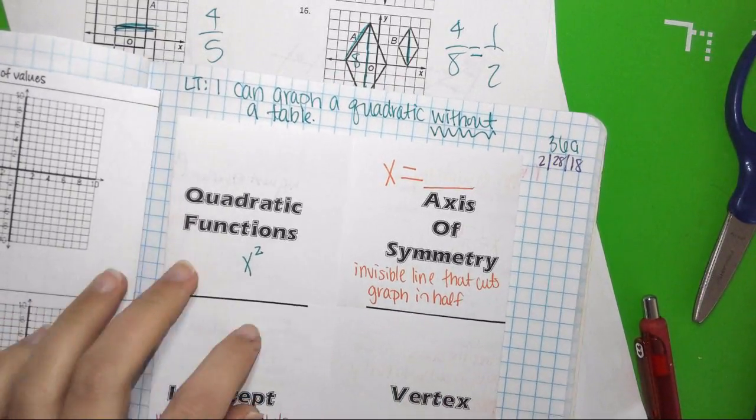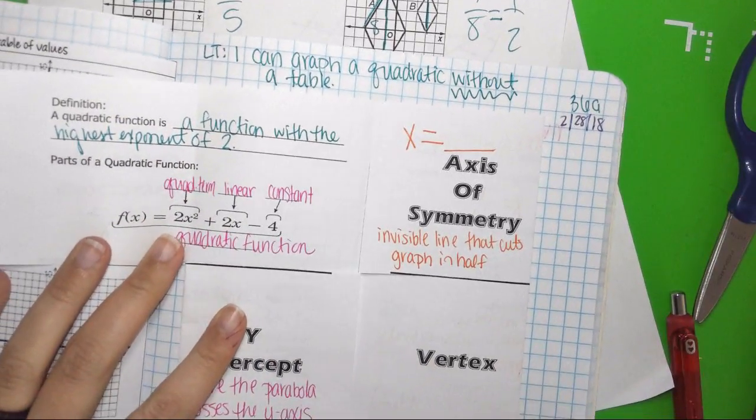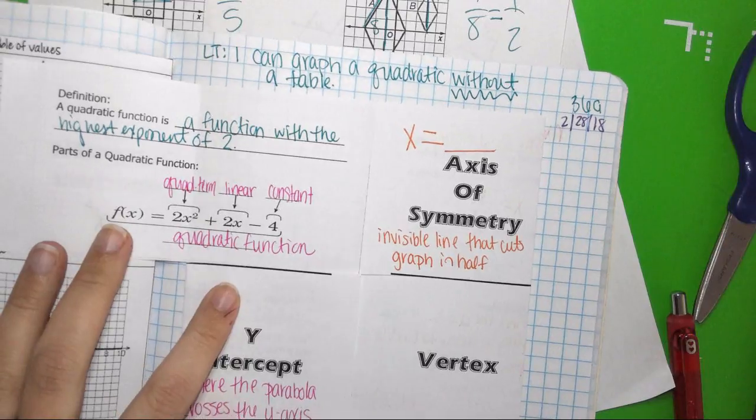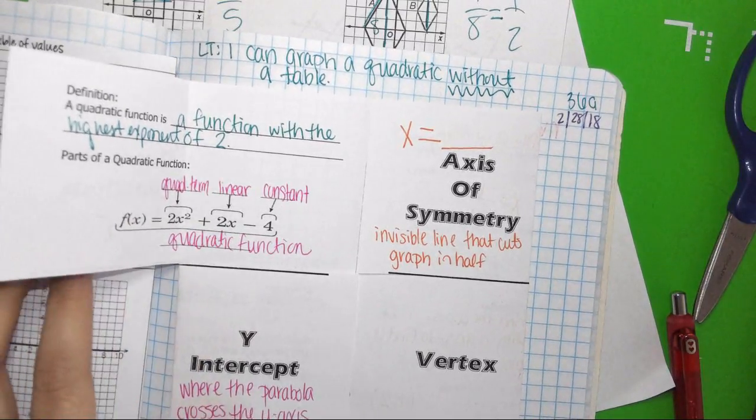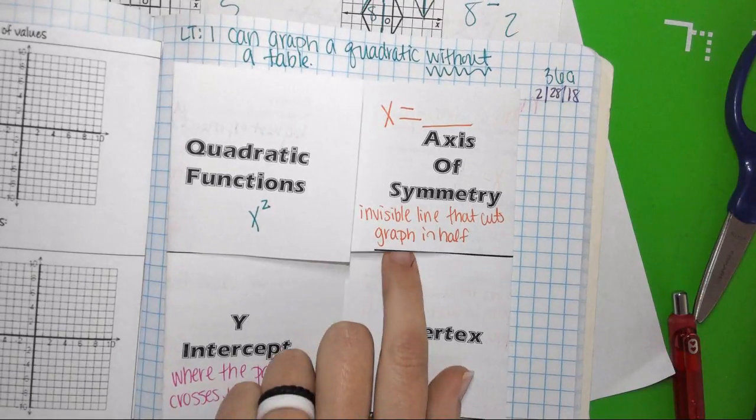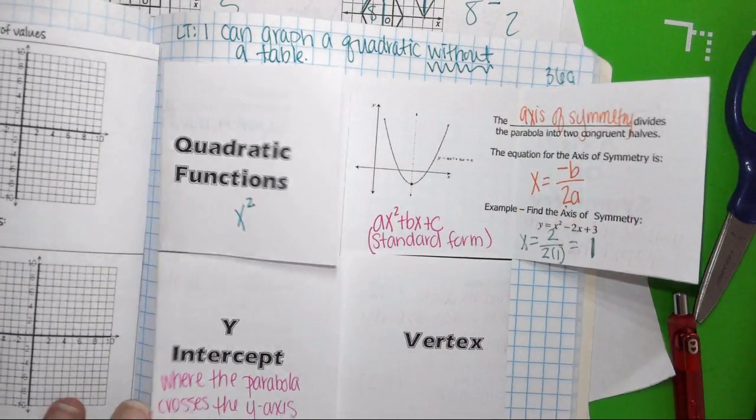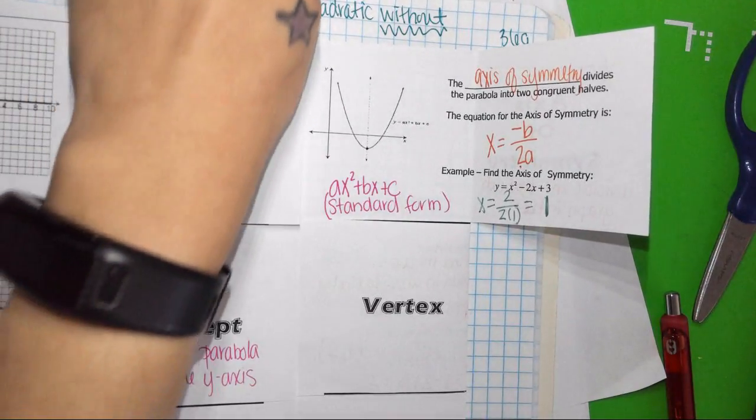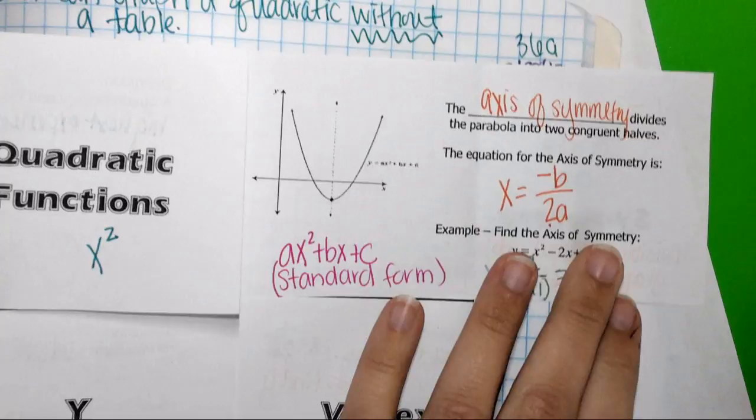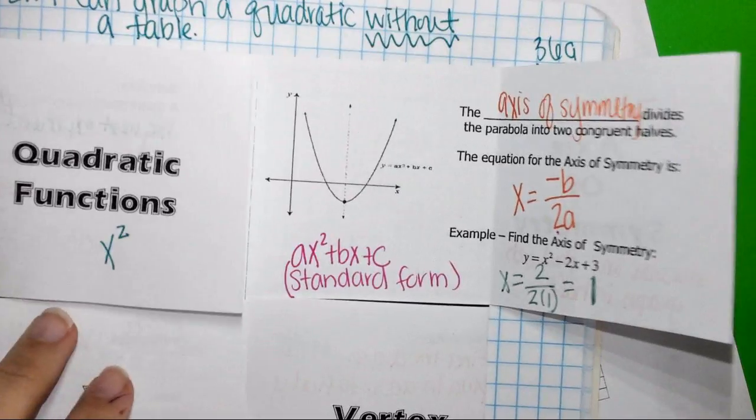So we first talked about what a quadratic function was. What is a quadratic function? A function with the highest exponent of x. Good. What is the axis of symmetry? The invisible line that cuts through the graph. Good. And we have a formula to help us find our axis of symmetry, don't we? Yeah, it's x equals negative b divided by 2a. Good job.